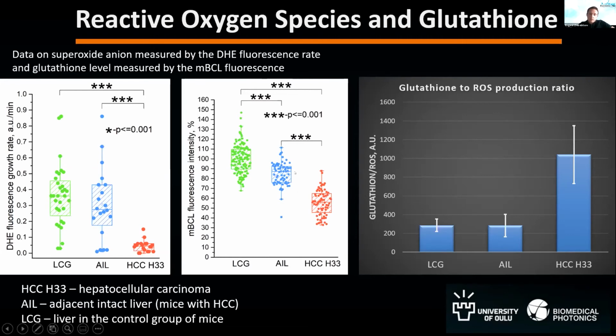Glutathione measurements demonstrated that in the tumor, glutathione, in our case, was also lowered. But if we evaluate the ratio between glutathione level and ROS production, the tumor demonstrated an extremely high disbalance, a higher level of that ratio in comparison with the intact tissue and control group. Those tissues were the same for this parameter.